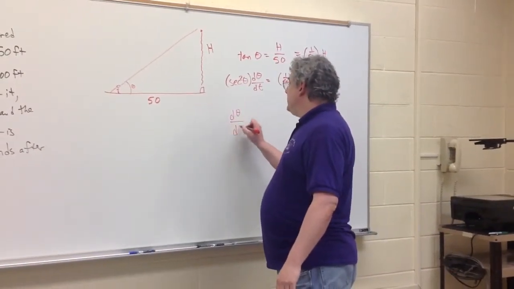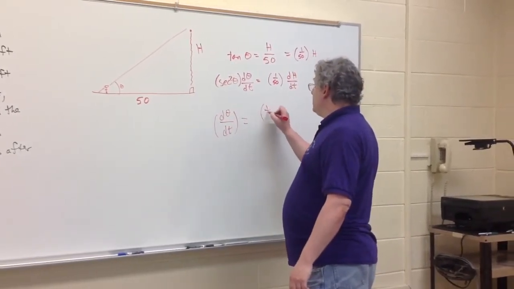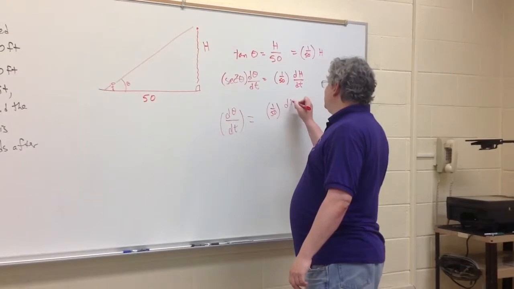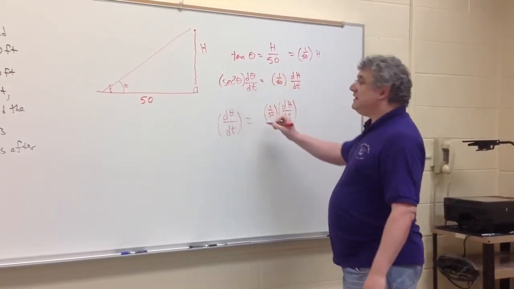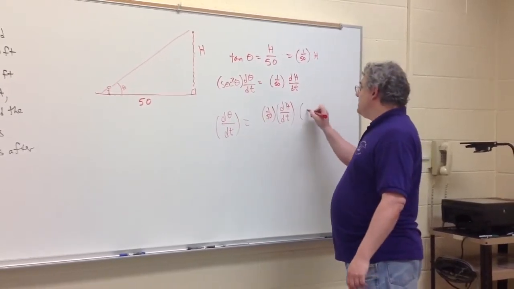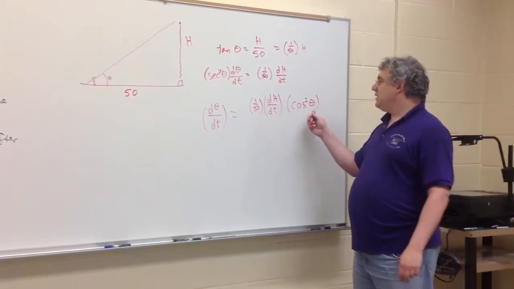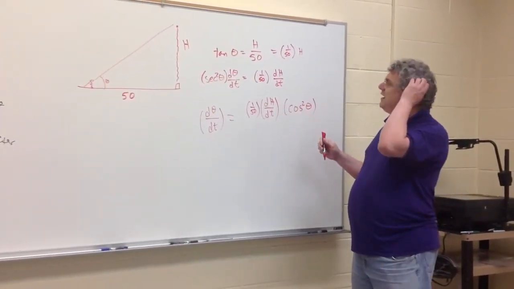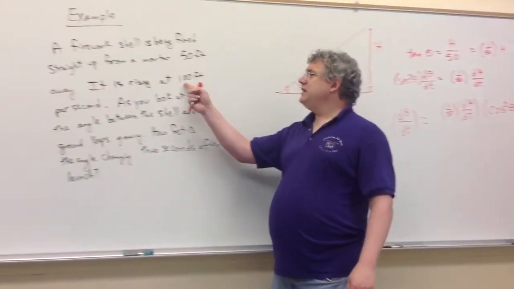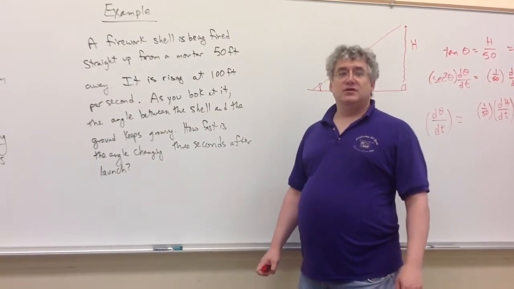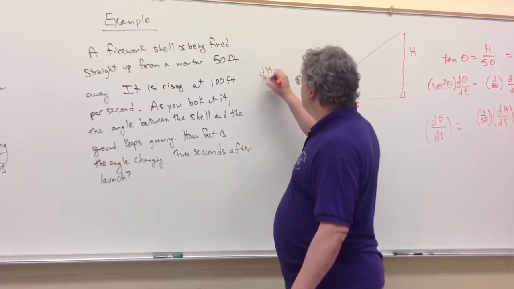D theta dt is 1/50th of dh dt divided by the secant squared, or another way of writing that is times the cosine squared of theta. So all we need to know is what these are. Now, this is rising at 100 feet per second. So 100 is dh dt.